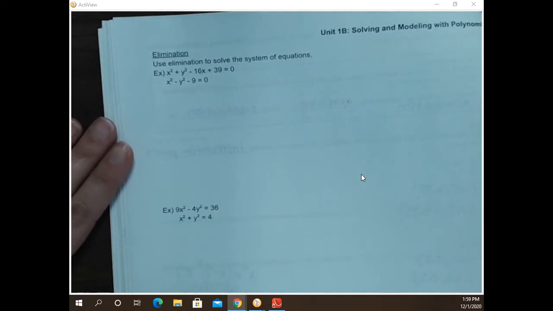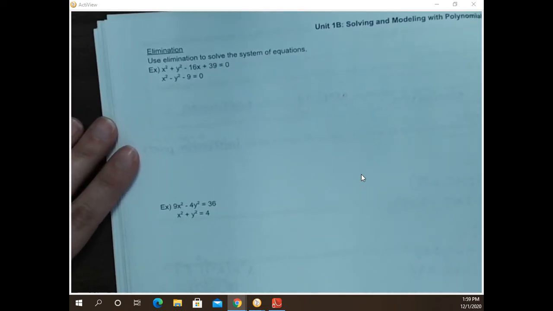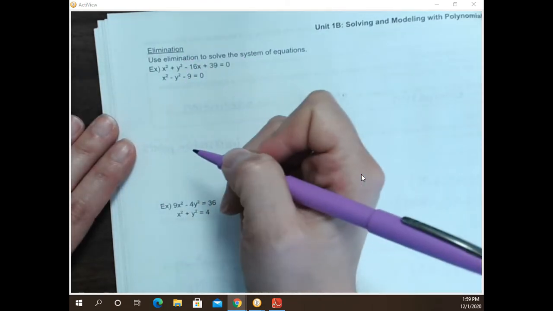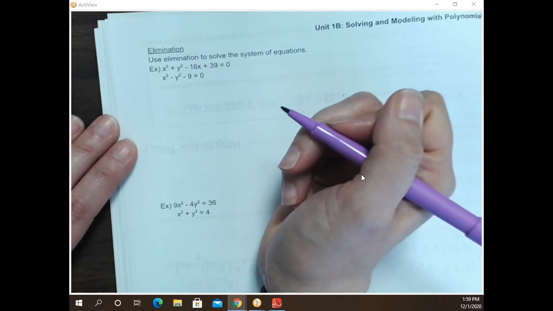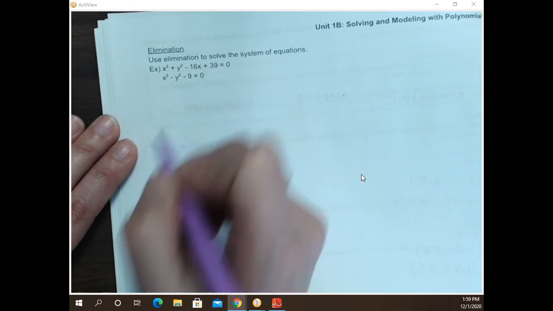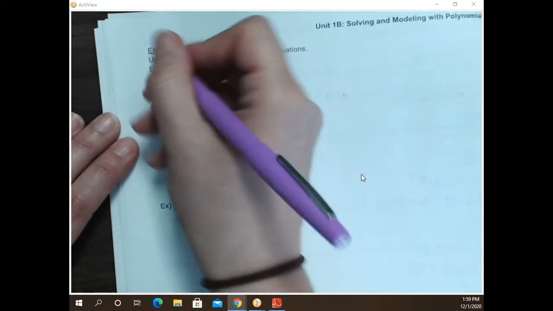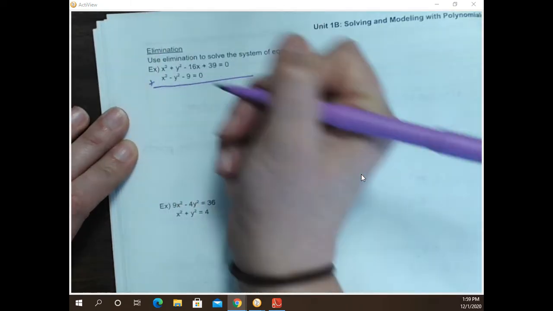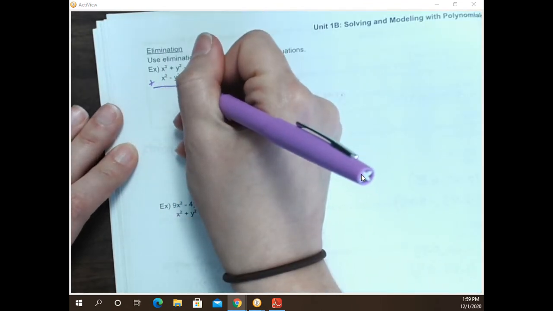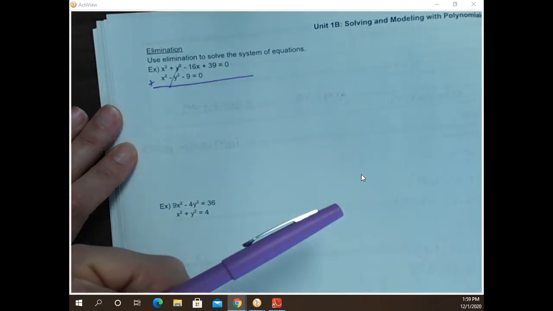So remember, the big idea for elimination is that I am able to add my equations together, and when I do so, eliminate one of the variables for my problem. So if I take a look at this first example here on page 24, I want one of my variables to have opposite coefficients. So same number, but opposite sign. If I take a look at my y squared terms here, I've got positive 1y squared and negative 1y squared. That's exactly what I want, because when I add these equations together, y squared minus y squared means that I have no more y squareds left.